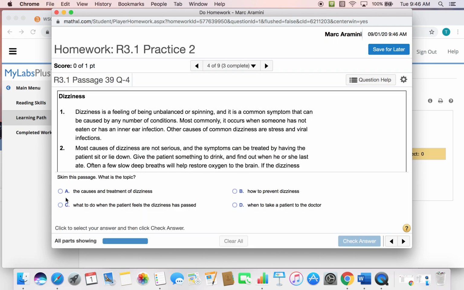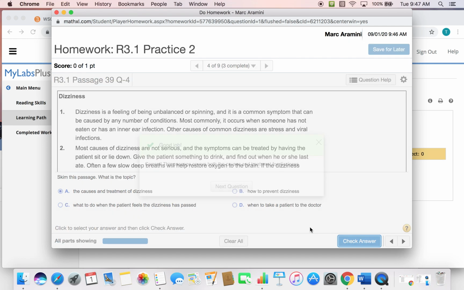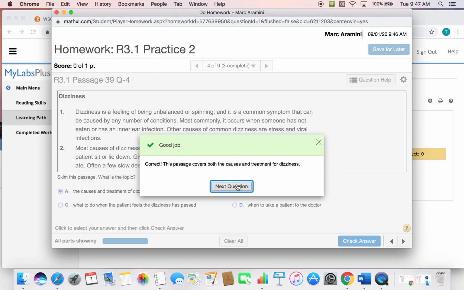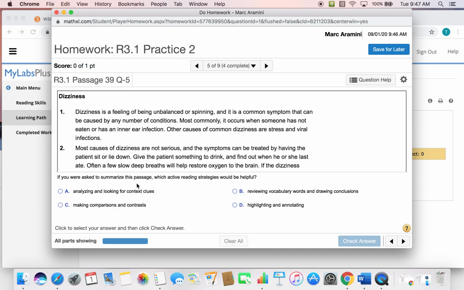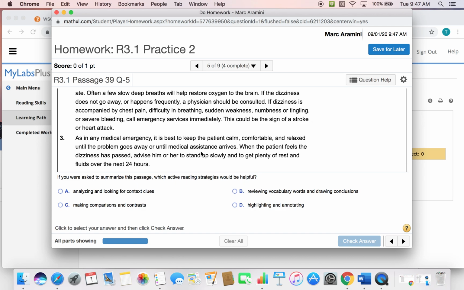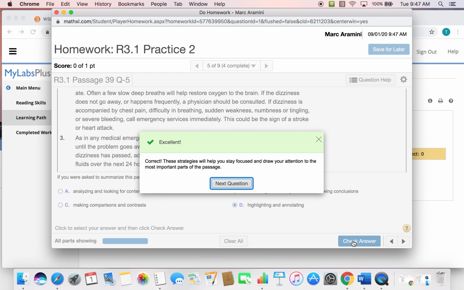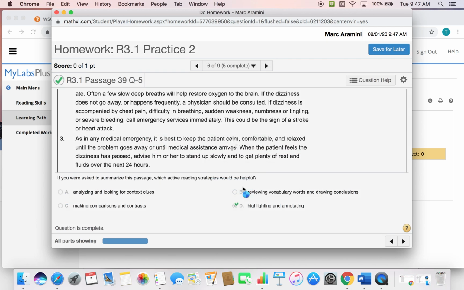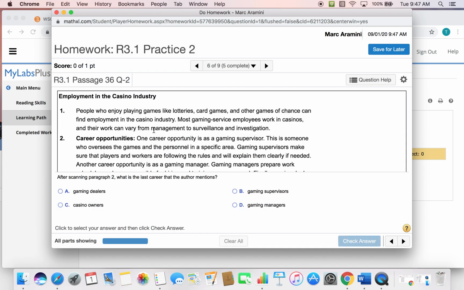Okay, what is the topic? I'm going to say the causes and treatment of dizziness are the topic, because that's the big idea, right? If you're asked to summarize this passage, which active reading strategy would be helpful? It has a whole bunch of information, okay? So it's not necessarily the vocabulary. We're analyzing it, looking for context clues is what we're doing. We need to highlight and annotate the most important parts so they stick out there. Okay, great. It won't always be that, right? The structure of that paragraph did that.